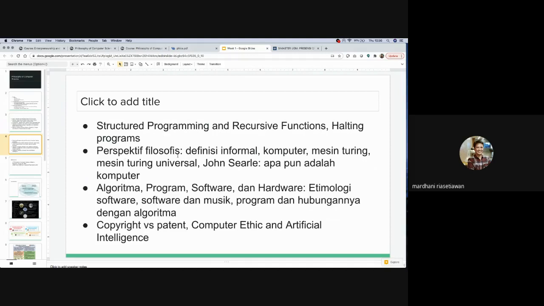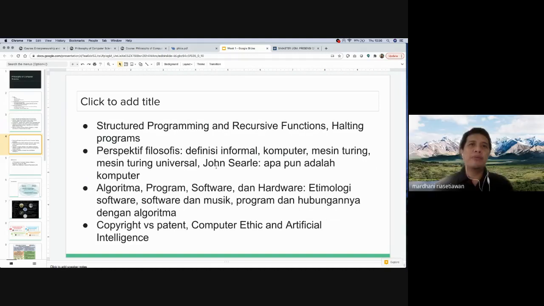And then from the perspective of philosophy, I'm very interested in the universal Turing machine, and John Searle says that anything is a computer. And then we discuss the algorithm, program, software, etc. And also copyright and patent, computer ethics, artificial intelligence.